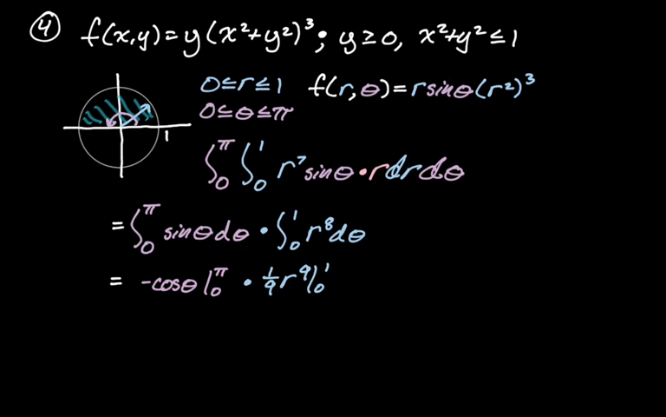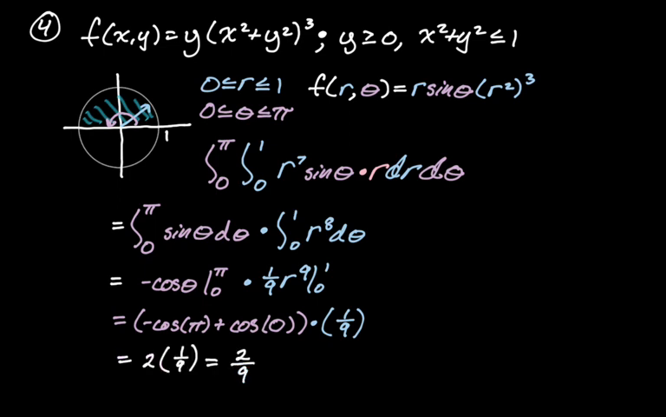We're going to plug in and get negative cosine of pi minus negative, so plus cosine of 0. And then you'll notice that happens a lot. It seems to be the case that you integrate sine more often than you integrate cosine. I don't really know why that is, but it does seem to be a thing. And then when you plug in 1 and 0, you just get 1/9. And then negative 1 is 1, plus 1 is 2, so we get 2 times 1/9, which is 2/9.